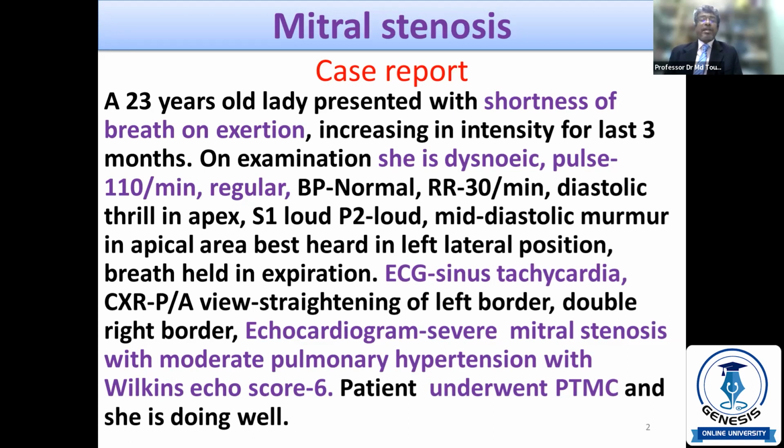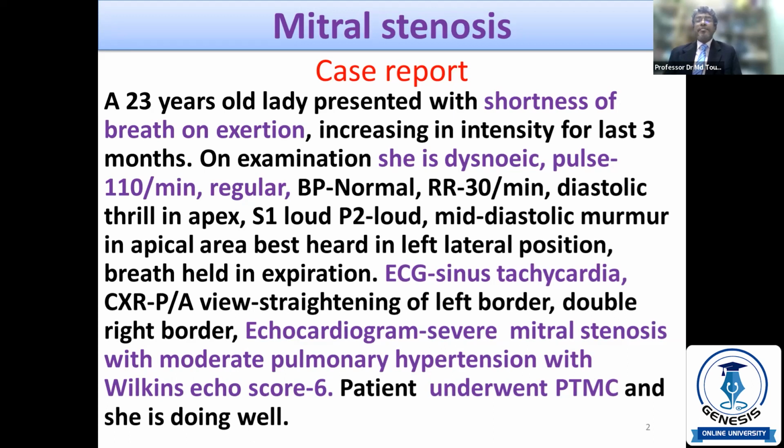This is the type of murmur, the mid-diastolic murmur, which is mostly found in the apical area. It is best heard in the left lateral position with breath held in expiration. This is the typical presentation of a patient with mitral stenosis.